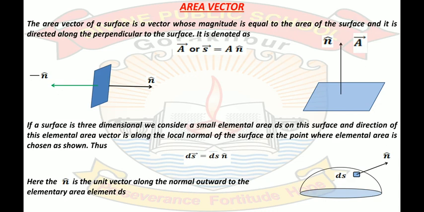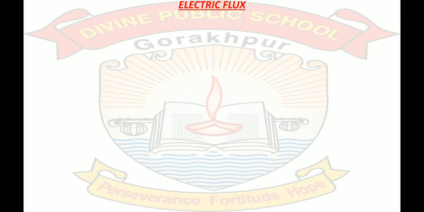Okay, now let us move ahead and study electric flux. What is electric flux? Basically electric flux is the measure of electric field. Suppose a surface is in a space where an electric field is already present. How much electric field is passing through the surface, that is what we call electric flux.